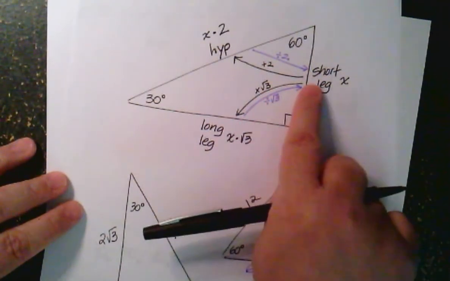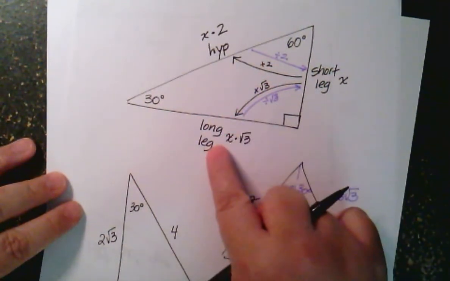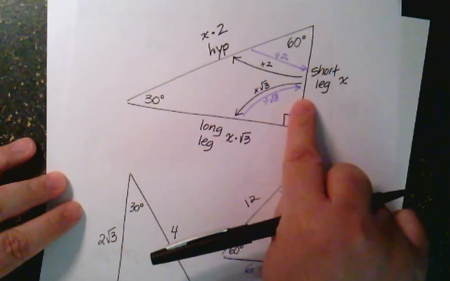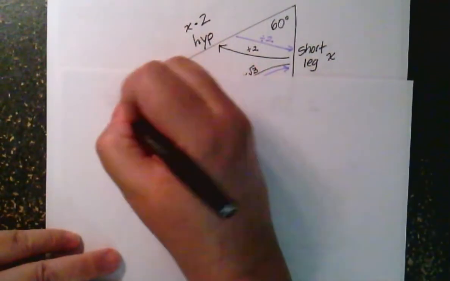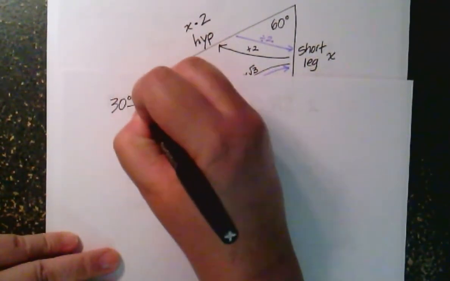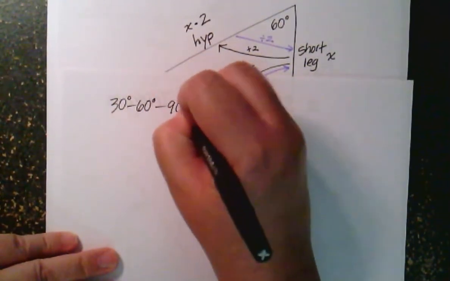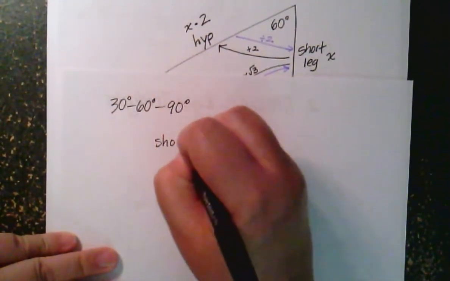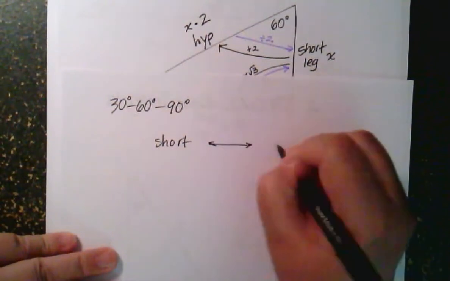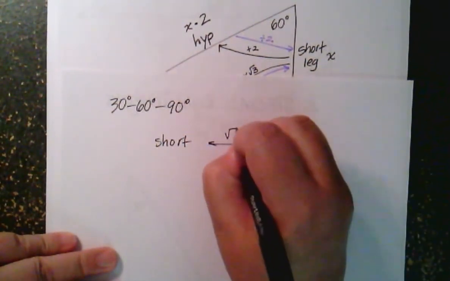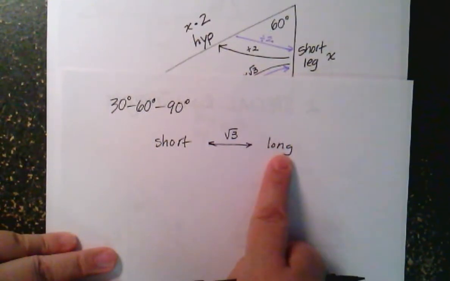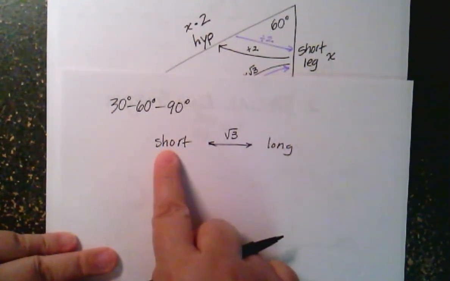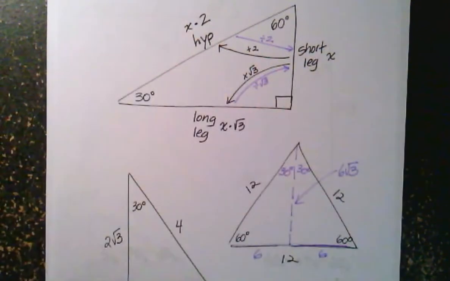From short leg to long leg would be times square root of 3, long leg to short leg divided by square root of 3. All right, so one thing I like to write out sometimes just to help me remember these rules is that in a 30, 60, 90, if I'm going from short to long or long to short, the key number is square root of 3. If I'm going from the smaller to the bigger, I go times square root of 3. If I'm going from the larger to the smaller, I divide by square root of 3.